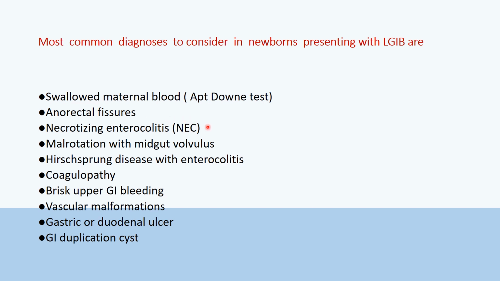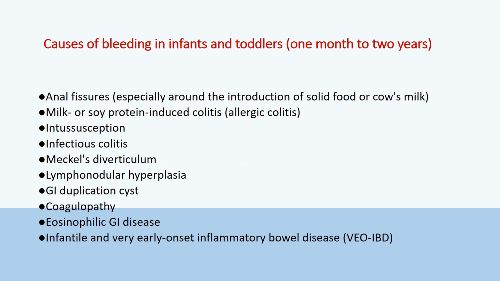And you see, these are patients who are really very sick. They are also very sick patients. Then you can have coagulopathy, you can have gastric duodenal ulcers and GI duplication cyst. We can have rectal ulcers. We can have amoebic ulcers, not in the newborn period, but in the older children, they are the reasons for blood in the stool.